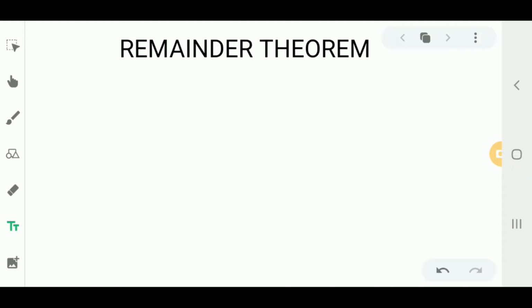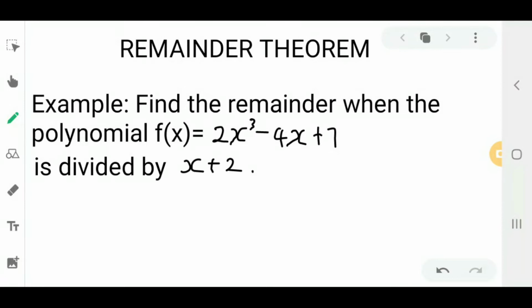Now today, we'll be starting off with remainder theorem. So the first example we're going to try is find the remainder when the polynomial f of x is equal to 2x cubed minus 4x plus 7 is divided by x plus 2. Now whenever you're dividing and it says a remainder, that means something has to be left whenever you are working it out, meaning it is not a factor of the polynomial f of x.